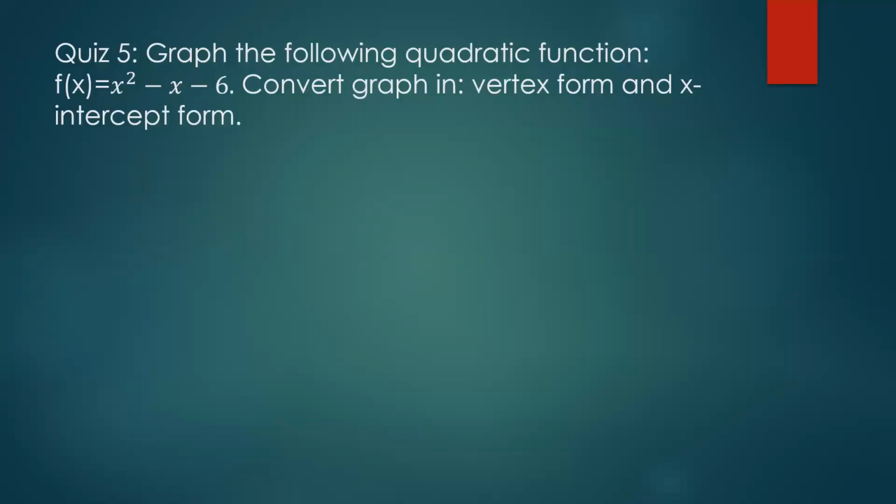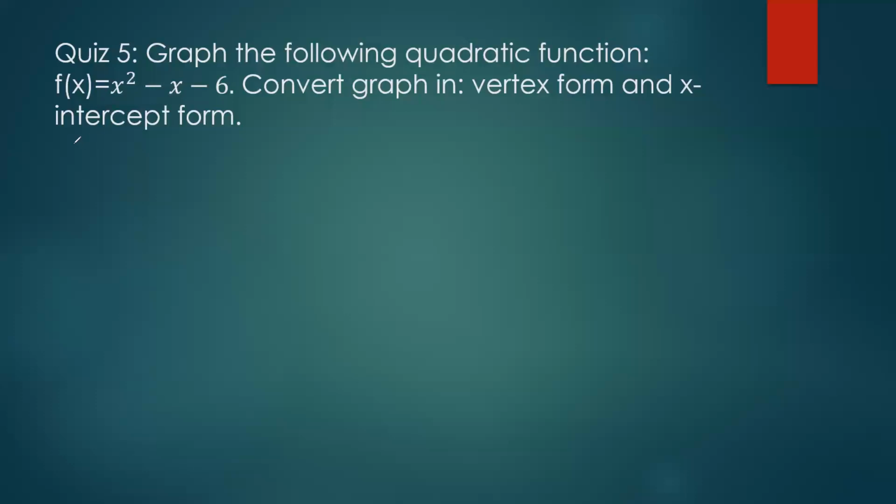Hello, in this video I will go over quiz 5. So quiz 5 states: graph the following quadratic function f(x) = x² - x - 6, and we have to convert it to vertex form and x-intercept form. Let's do vertex form. I think x-intercept form is pretty simple. You just have to factor it.